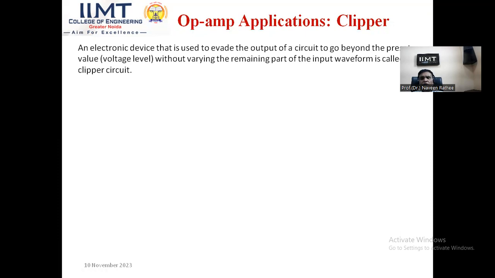So in general, when we talk about clipper, what are the functions of the clipper, why we do clipping? So for wave shaping circuit, for wave shaping signals, we require clipper circuit. So we can clip a particular portion and we can give a different shape to the input signal. So that is why clippers are being used for signal shaping.